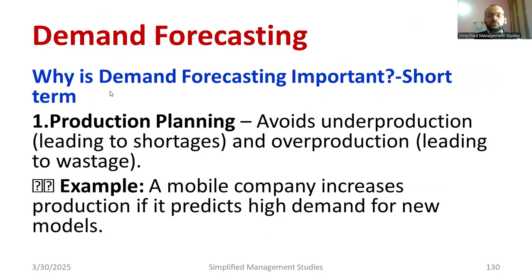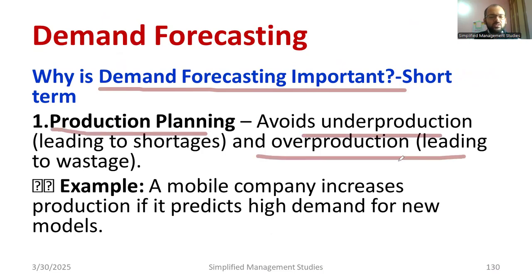So if I talk about the very short term, in the sense of up to 1 year, it helps with production planning. So avoid underproduction and overproduction. Those things, wastage can be reduced. There are so many techniques available. Some people follow JIT, just-in-time delivery. You might have heard about that.